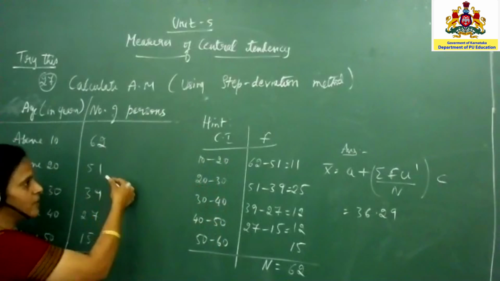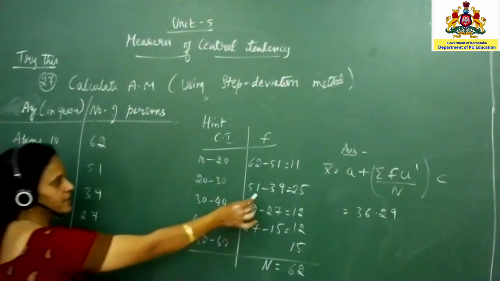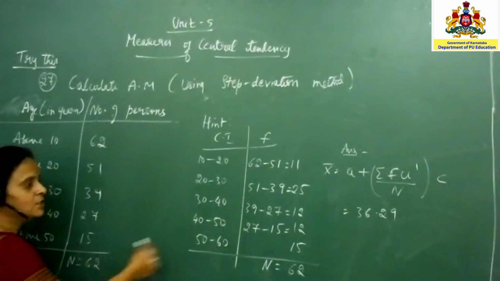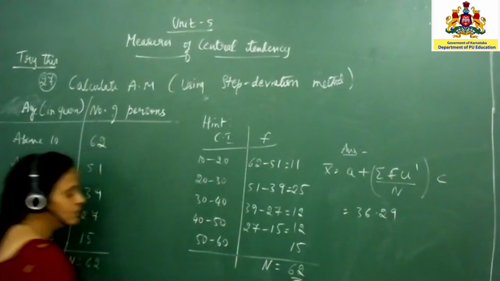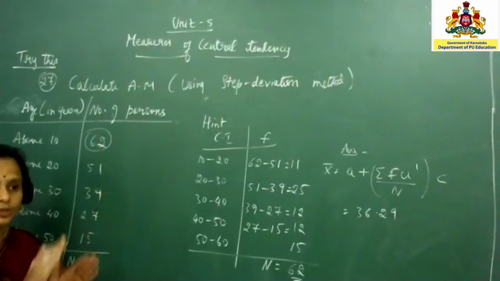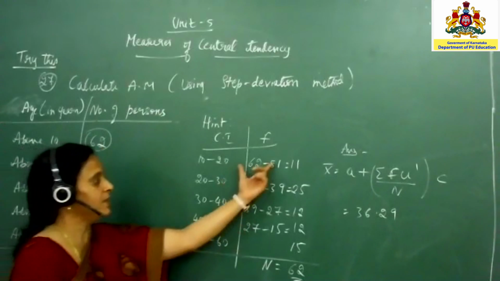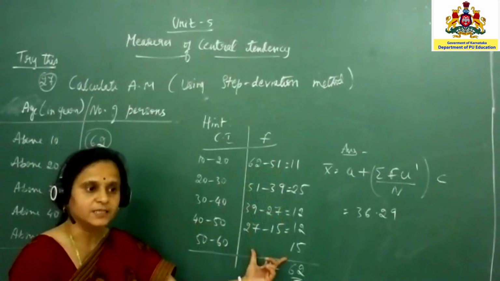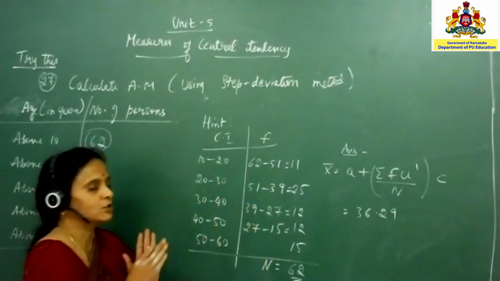So 62 minus 51, you are getting the first frequency. 51 minus 39, you are getting the second frequency. Like this, just carry on. And to cross verify, n equal to 62 you are getting. So that 62 and this 62 should be the same. If you get any other answer, it means somewhere you have gone wrong in changing these frequencies. Okay. So with this, now it is similar to the problem.